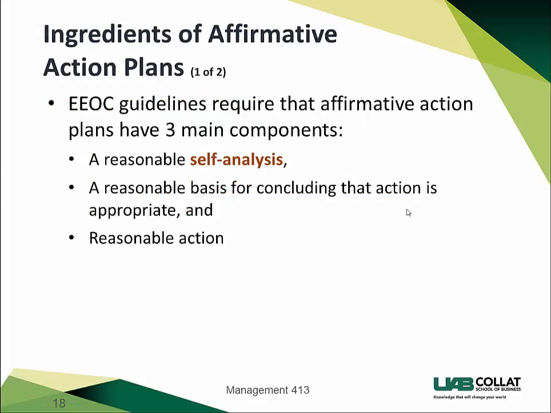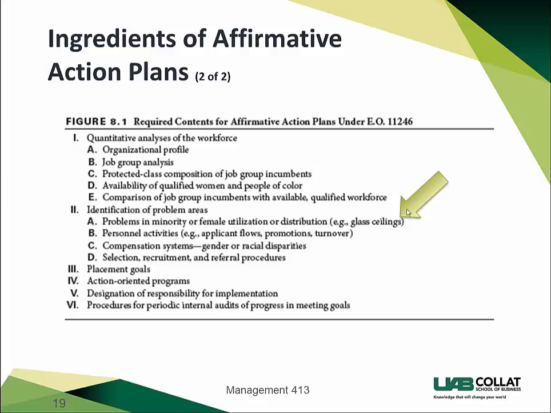If there is a plan, there should be three main components. You have to analyze your workforce. You have to conclude that the action you're taking, for example, making race or maybe gender a factor among several, is reasonable, and you have to have actually taken action. Look at the graphic here showing the required contents for an affirmative action plan under Executive Order 11246.